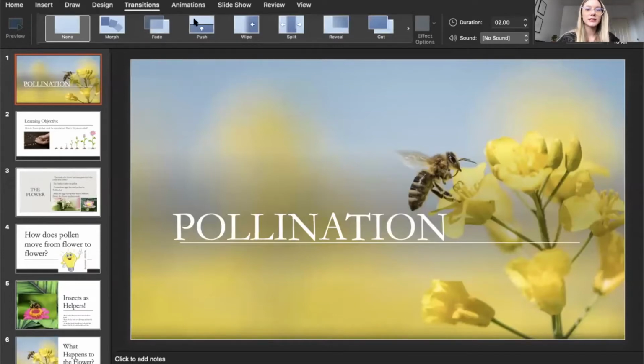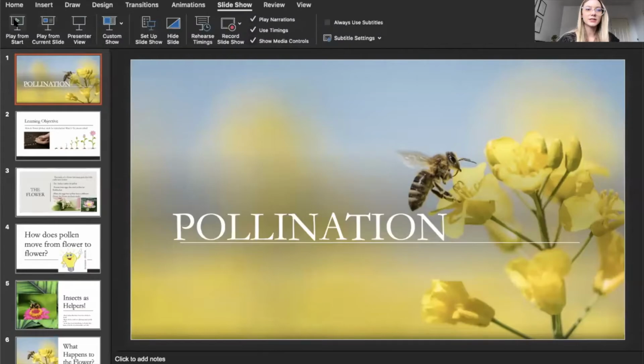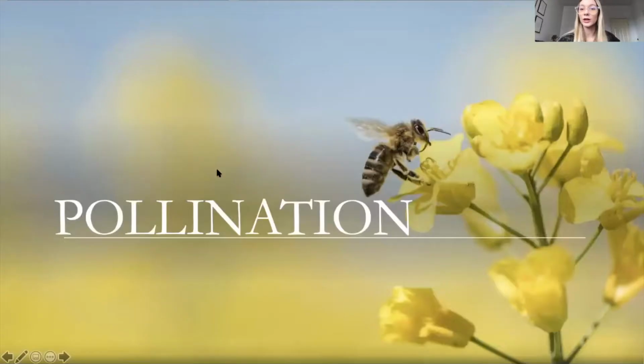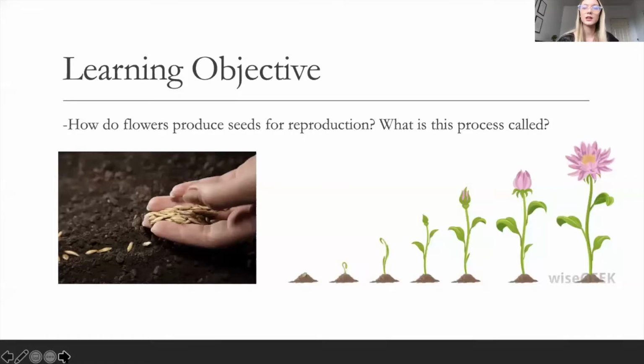So, today I am really excited because I have a lesson for you on pollination. To begin, we're going to start with our learning objectives, which are: how do flowers produce seeds for reproduction, and what is this process called?